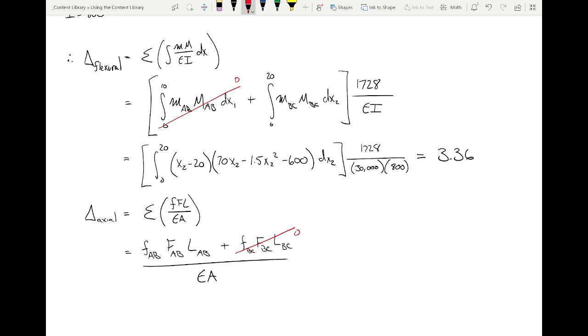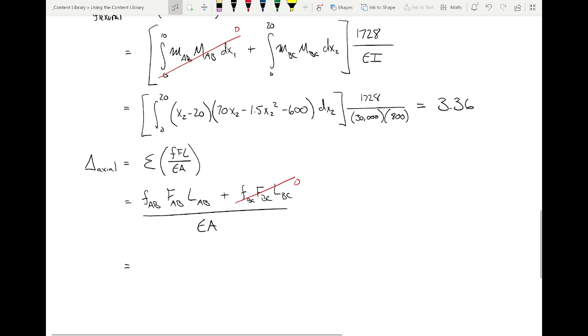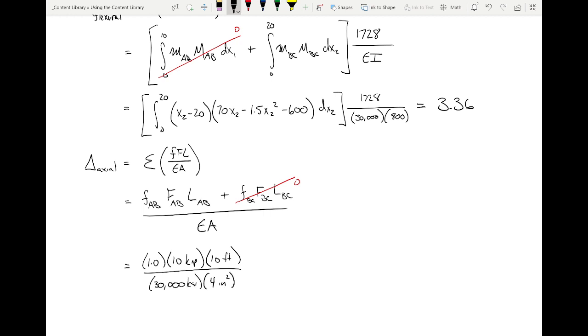So all I got to do is plug in this. And so when you chug this out, here's what you get. You get fAB was 1. This was 10 kips. How long is member AB? Say it again. 10 what? Feet. So if I divide this by 30,000 ksi and this by 4 inches squared, I'm missing this. I've got to convert that to inches, right? And do you know what you get when you plug this in? You get this. That's pretty tiny, isn't it?